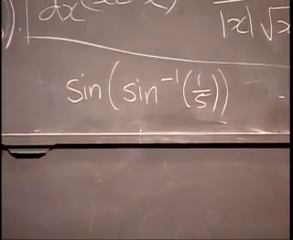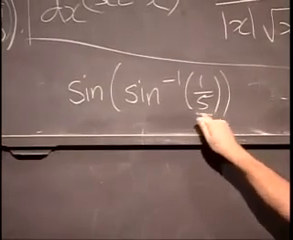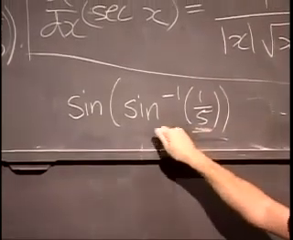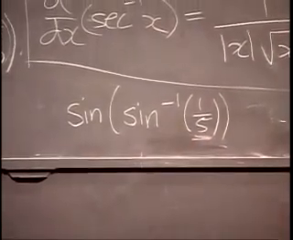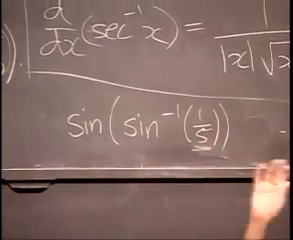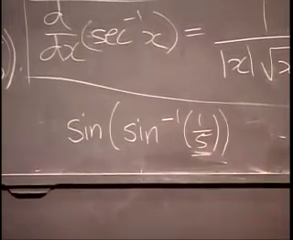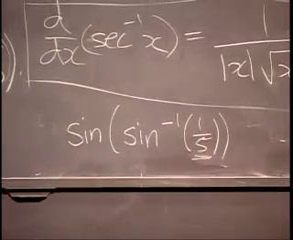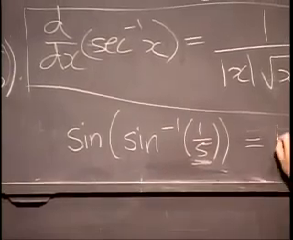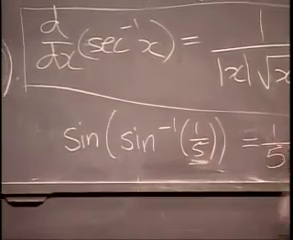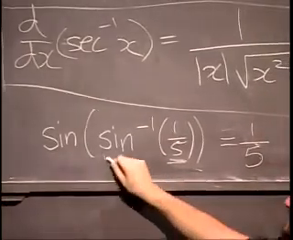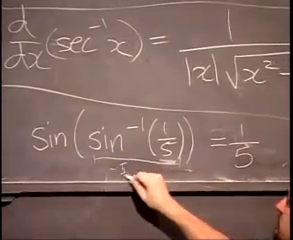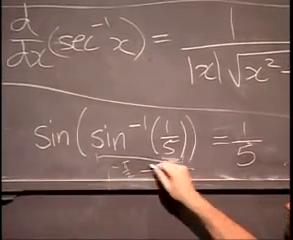Well, first of all, this number had better be between minus 1 and 1, or else you're not allowed to take the inverse sine. The domain of inverse sine is minus 1 to 1. So that's okay. Well, this version is easy. Inverse sine is between minus pi over 2 and pi over 2.